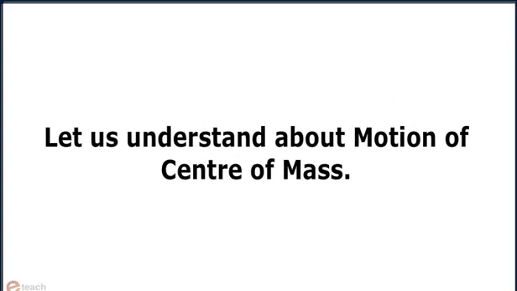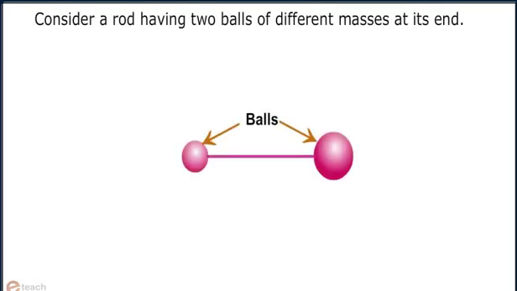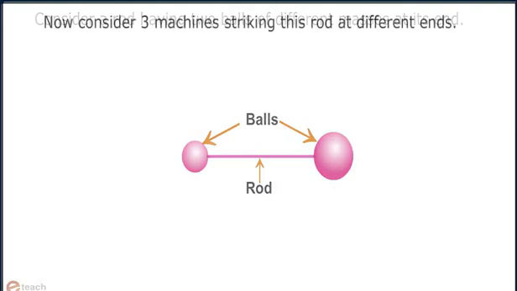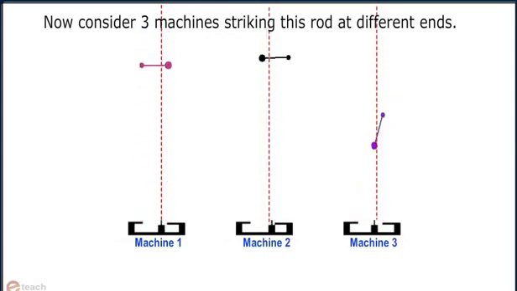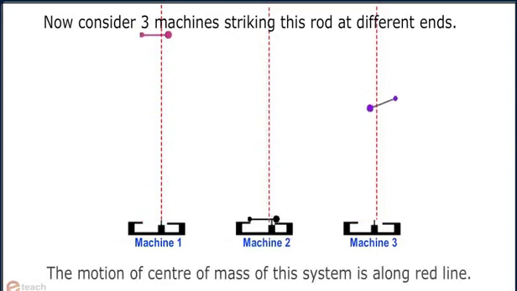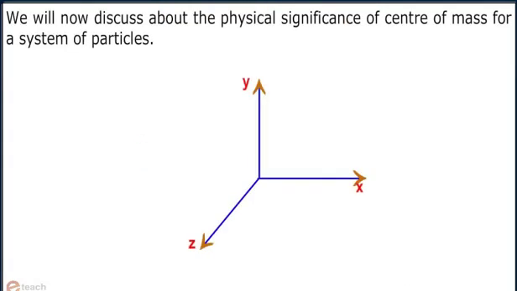Now, let us understand about motion of center of mass. Consider a rod having two balls of different masses at its ends. Now, consider three machines striking this rod at different ends. The motion of center of mass of this system is along the red line. We will now discuss the physical significance of center of mass of a system of particles.